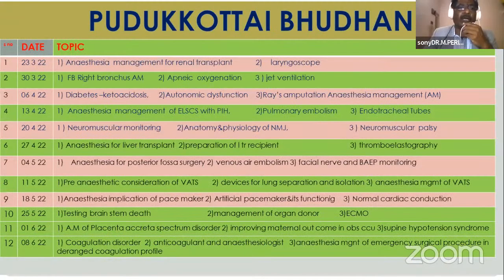With this introduction, this chart was prepared by me, and we have conducted these topics for the past two months, from 23/3/22 till date without any break, with good response from every nook and corner of this country. I thank the participants who already participated and made us continue this program without any break.